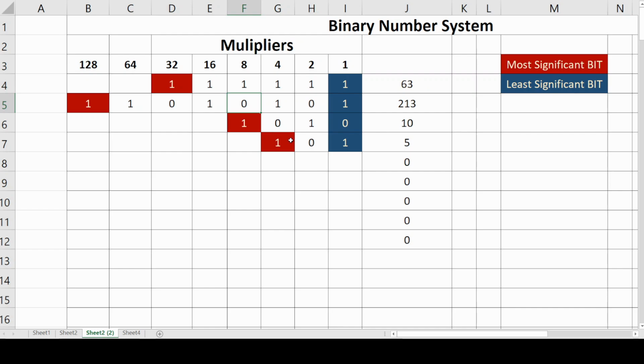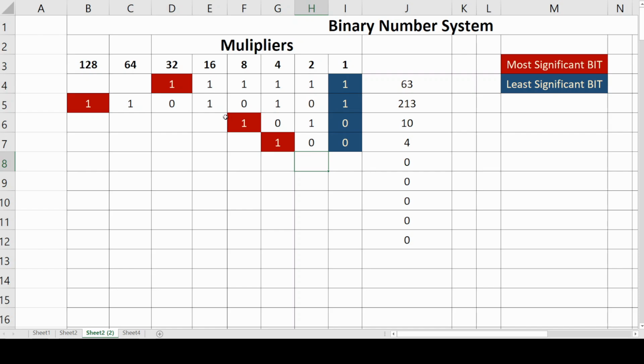Similarly, if I just take a smaller number, say 101. So in 101, it is 1 into 1 plus 1 into 4. So 1 into 4 is 4 and 1 into 1 is 1. So 1 plus 4 is 5. So total is 5. If I make this 111, it becomes 7. If I make it 100, it becomes 4.